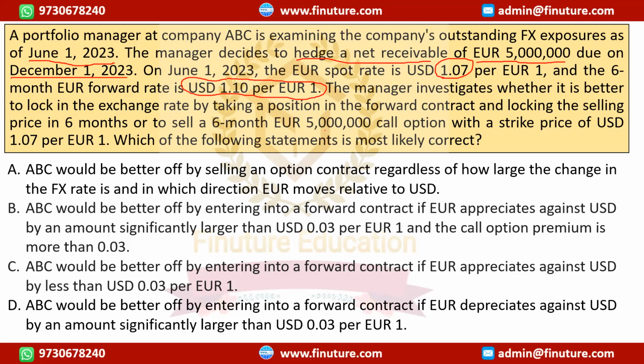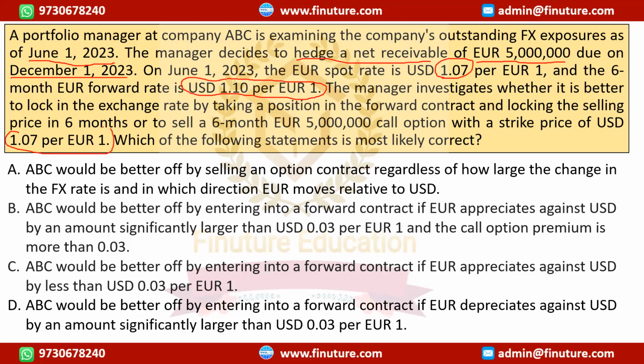This one is a bit tricky. When you want to hedge using an option, and you are afraid that the value of your asset will go down, so you are bearish on the asset value, you have got two options. One is buying a put option, or you can short a call option. So these are the two options. The alternative that we have been given is that the portfolio manager wants to sell a call option with a strike price of 1.07.